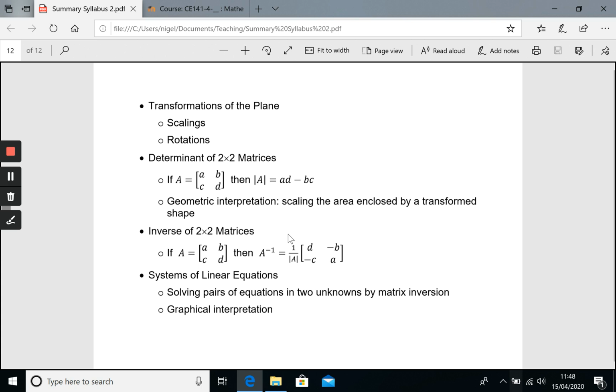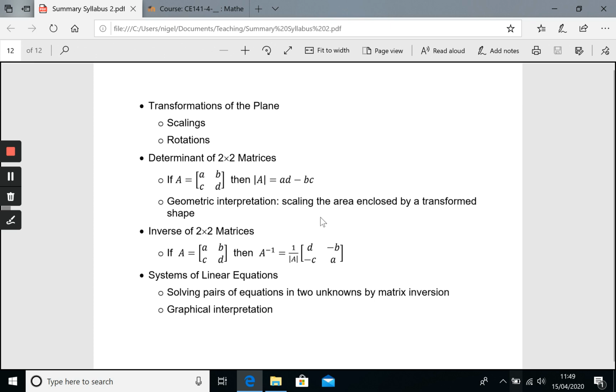We went on and looked at the idea of inversion of 2 by 2 matrices, which, in the context of transformations of the plane, will undo any transformations that are implemented by multiplying by the original matrix. The first step in inverting a matrix is to calculate its so-called determinant, and this is normally indicated by straight lines around the matrix. The determinant of a general 2 by 2 matrix containing components little a, b, little c, little d, is simply a times d minus b times c, the product of numbers on the leading diagonal minus the product on the other diagonal.